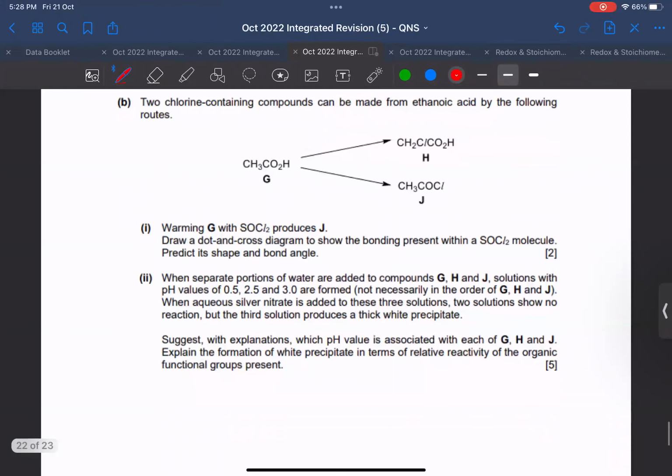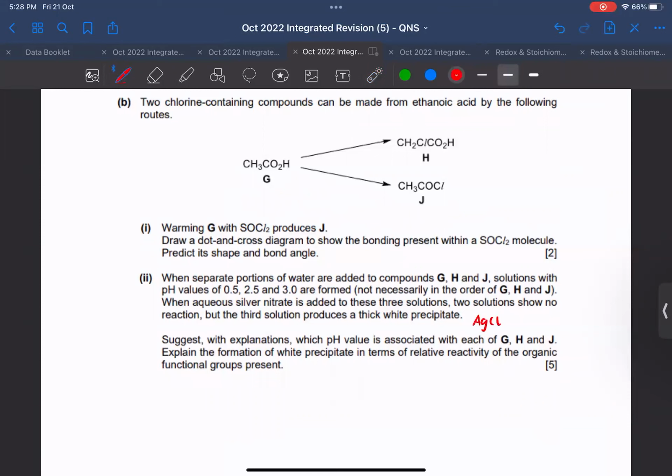So for this question, I'll go through the dot and cross later. We talk about part 2 first. There are 2 parts to this question. The first part is to explain the acidity, as you can see. The second part is to explain why only one of them produces the white precipitate, which is your AgCl, and why the other 2 don't.